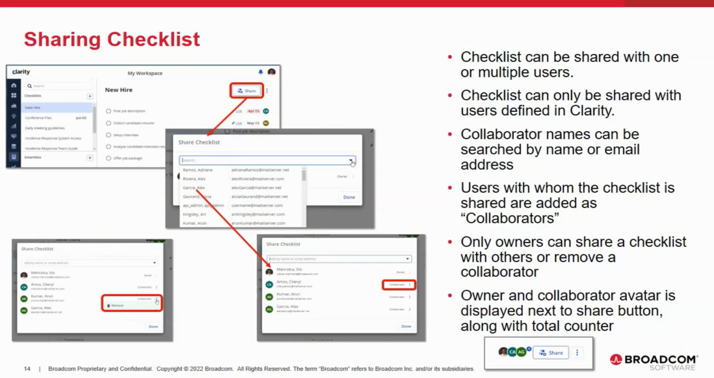Users with whom the checklist is shared are added to that checklist as collaborators, and only the owner can share a checklist with others or remove a collaborator. A collaborator cannot add or remove, but a collaborator can see who else is collaborating within that checklist. The owner and collaborator avatars are displayed next to the share button along with the total count indicating how many people are collaborating within this specific checklist.